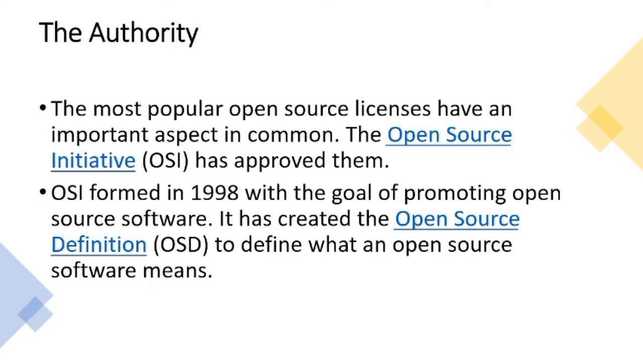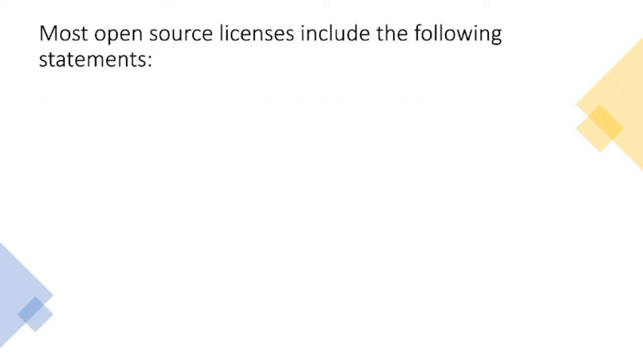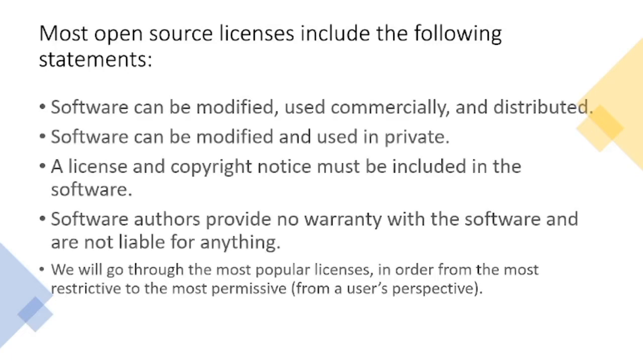Most open source licenses include the following statements: software can be modified, used commercially, and distributed. Software can be modified and used in private. A license and copyright notice must be included in the software. What does that line mean? It means whenever you are publishing your software, you should include a copyright notice and the particular license.